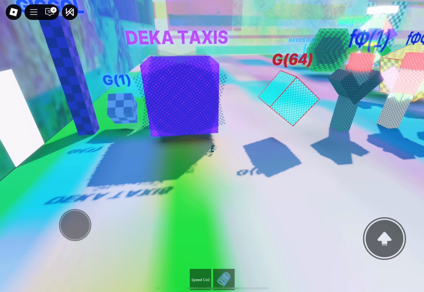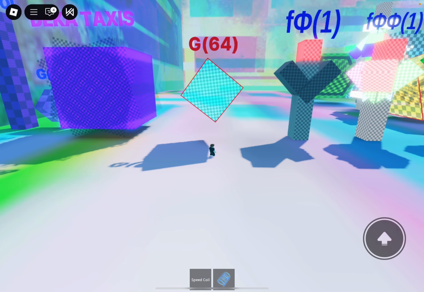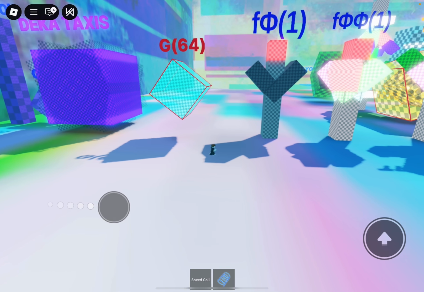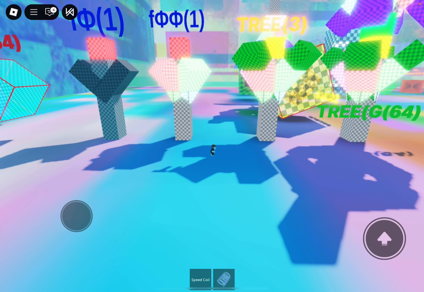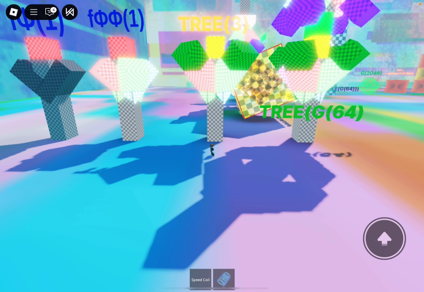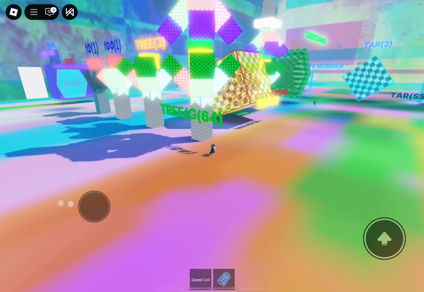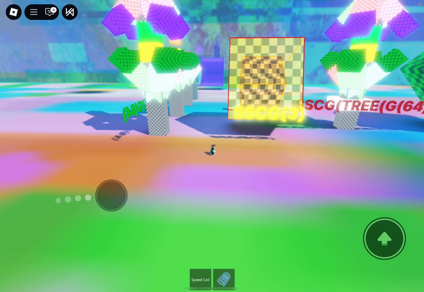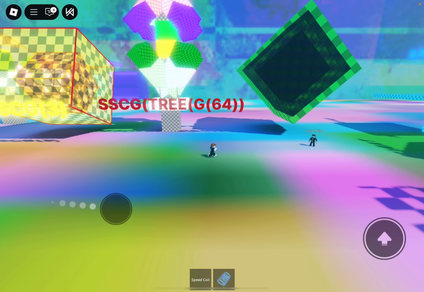Decataxis. Taxes. Okay, sorry. G64, also known as Graham's number. Fast-growing hierarchy 5-1. Fast-growing hierarchy 5-5-1. Tree 3. Explaining this function is pretty hard. Also, tree is a number function. Tree 1 and 2 are skipped because the function has to do with something, so I think tree 1 is 1 and tree 2 is 3. Okay, yeah. Okay, tree G64. SSCG3. SSCG tree G64. Dang, but these numbers are getting big.